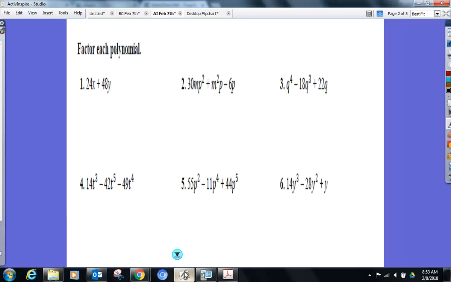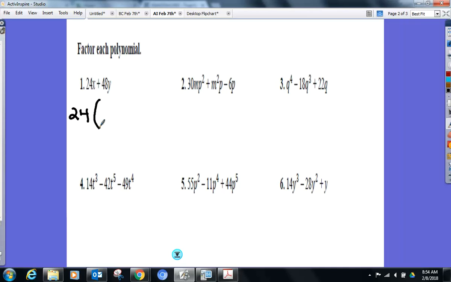What do you got? 24. So 24. Do either of them have the same variable in them? So I'm not taking out a variable as far as my GCF. 24 is my GCF. No variable. Everyone see why no variable? They have to have the same thing, same variable in them. All right, so 24 is my GCF.